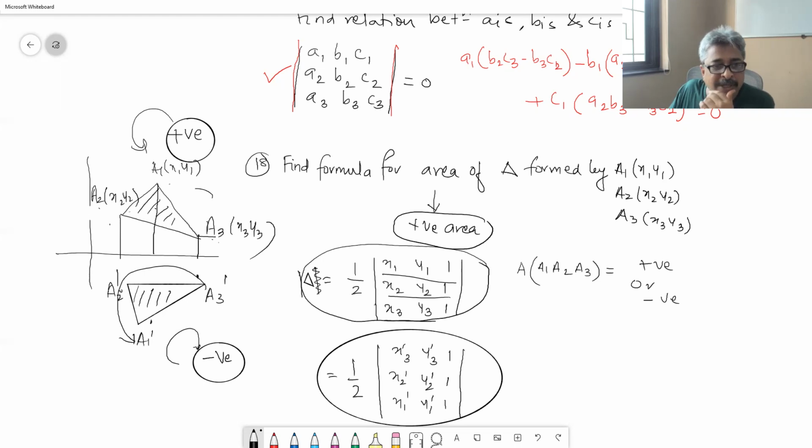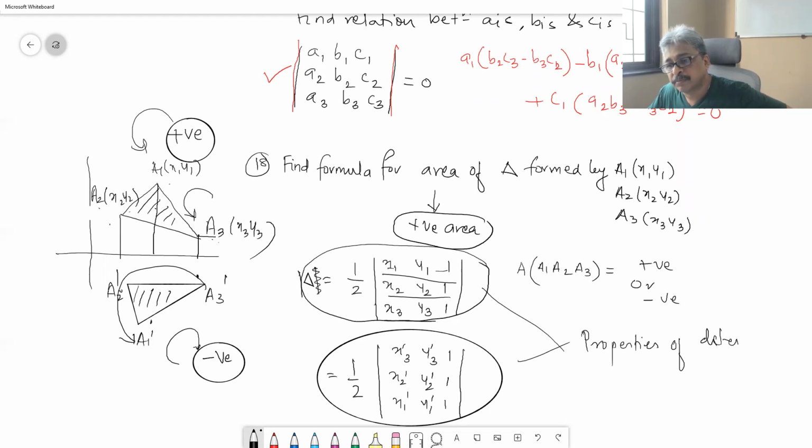A1 A2 A3 was anti-clockwise here by looking into the diagram, so A1 I put here, A2 I put here, A3 I put here. Do you understand? That we will learn at the end of this course when we learn properties of determinants. This determinant will have exactly the same numerical value but opposite in sign compared to this determinant. Why, we will learn later on.